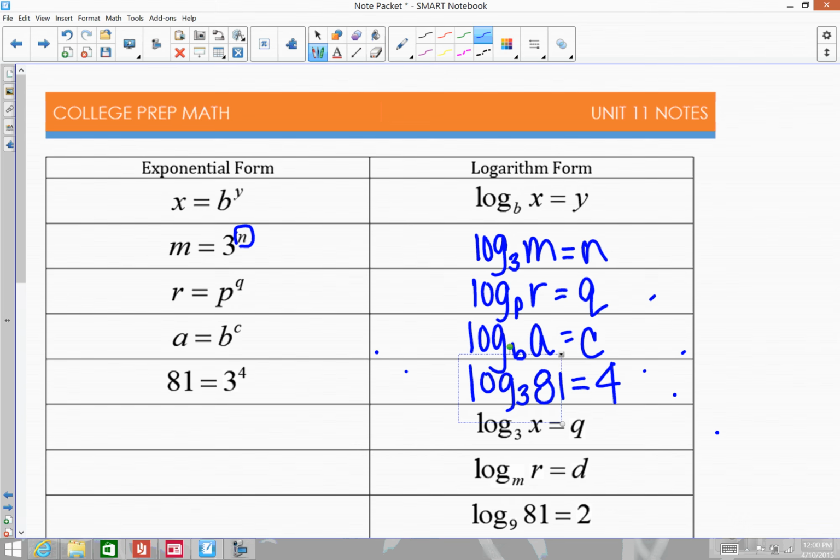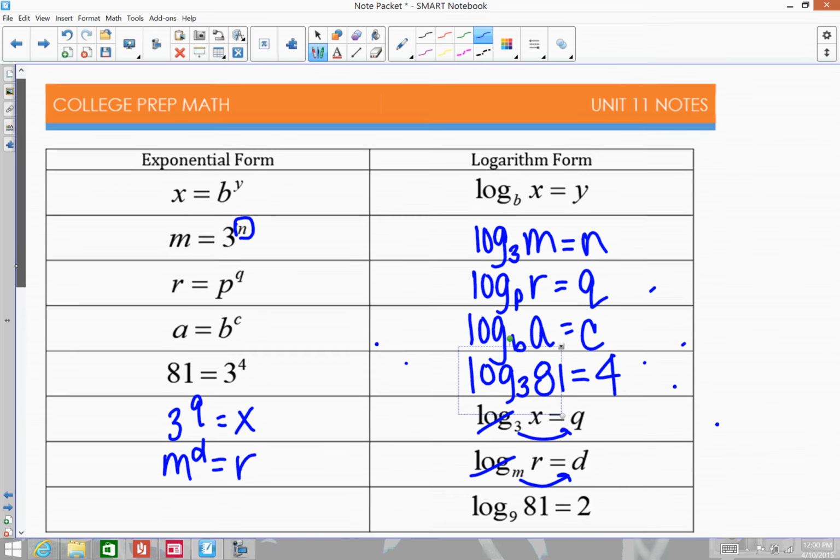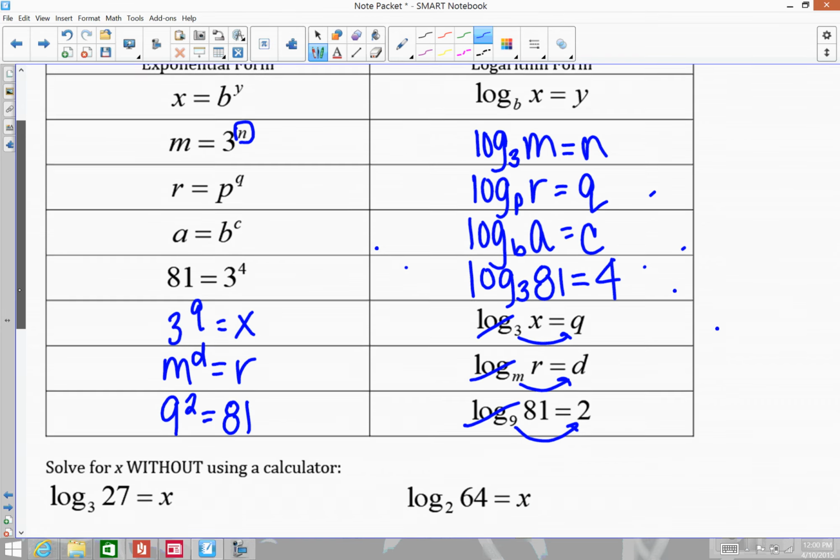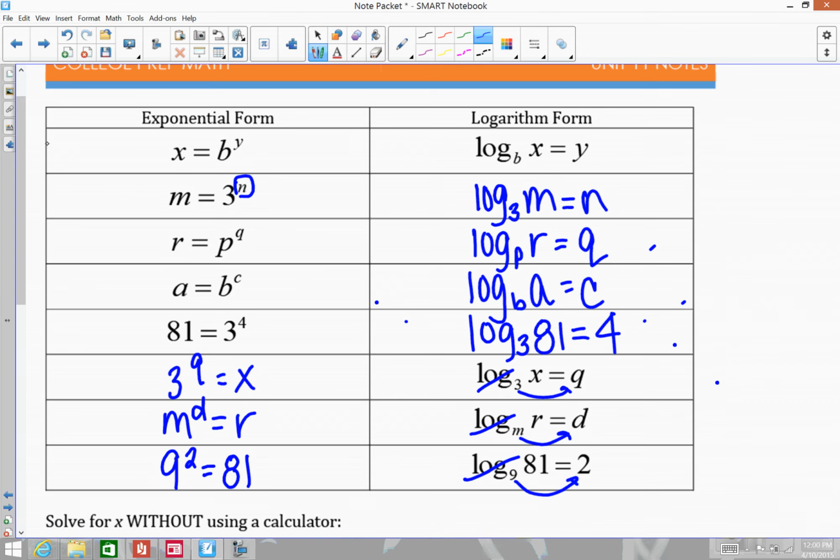So then going this other direction, it's a little bit quicker. So drop the log, swing the base. So it's 3 to the q equals x. Drop the log, swing the base. M to the d equals r. Drop the log, swing the base. 9 to the second equals 81, which makes sense. So that's really all it is. It's just using that formula. So this is like the formula up here.